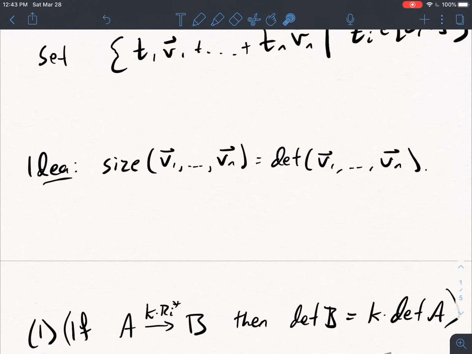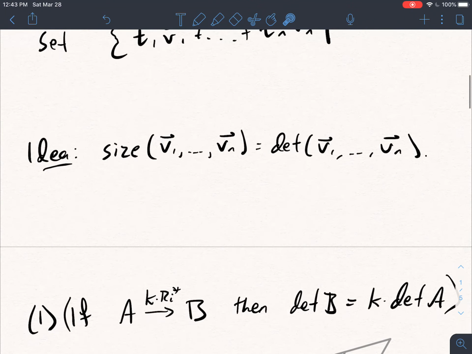Okay. So here's the idea for how we're going to show that the area or volume of the box is equal to the determinant of the corresponding matrix. The way we're going to do it is we're just going to say, hey, determinant functions satisfy 4 properties. Let's interpret the size function as just another function of matrices. So now we can just think of the size of the box as just being the size of the corresponding matrix, and show that that size function satisfies the 4 determinant properties.